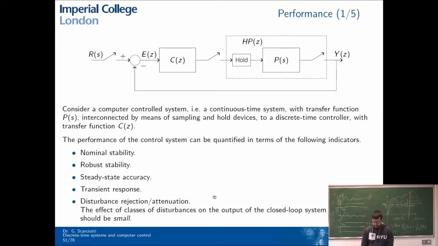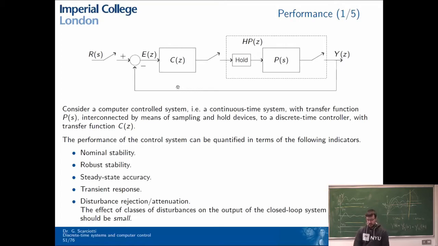Finally, the last performance that we will study is the performance with respect to disturbances. So we want the effect of some classes of disturbances to be as small as possible. Let's say, for instance, our output is measured by a sensor, but this sensor also produces a certain error in our measurement. What we want is that this error, this disturbance, does not affect the overall performance of our system.